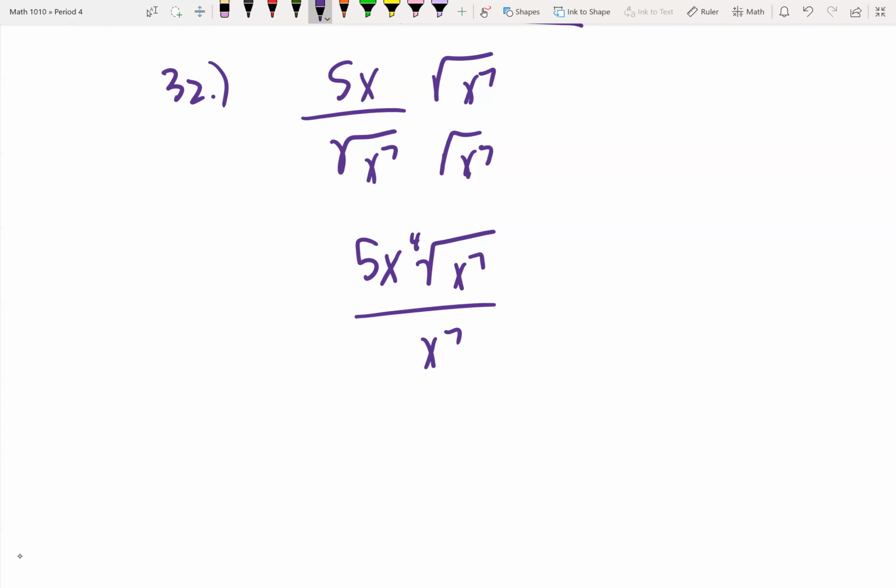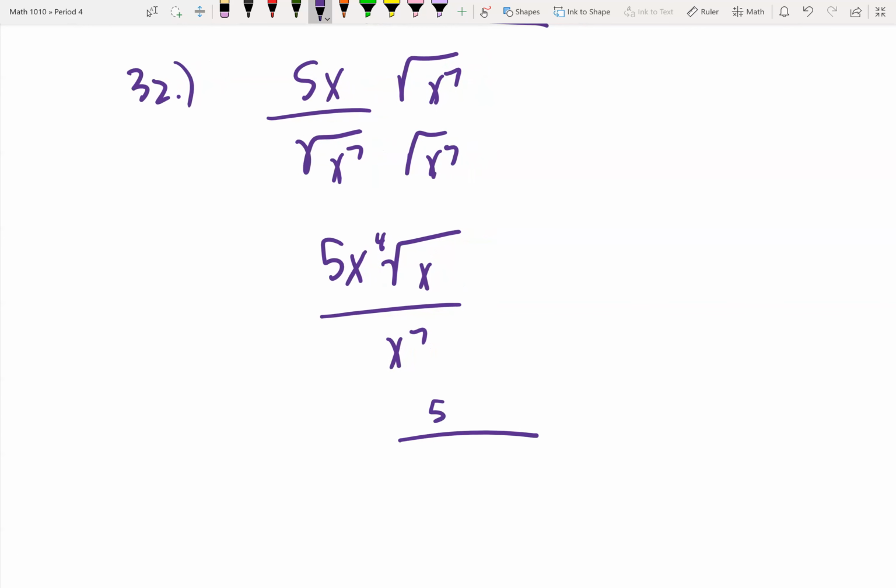And then 2 goes into 7 3 times, but I have 1 remainder. So that leaves me 1 in there. And then the 5 stays on the top. 4 x's over 7 x's, that leaves me 3 on the bottom. And I have a square root of x on the top.